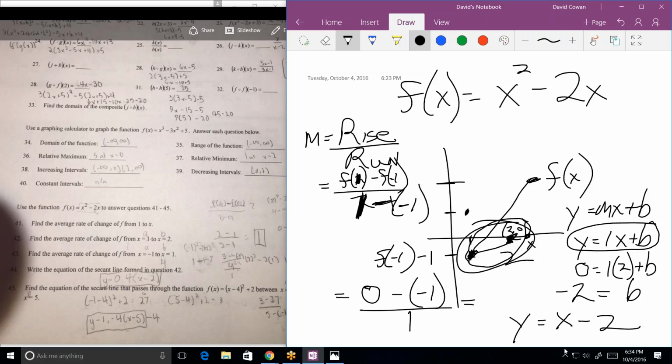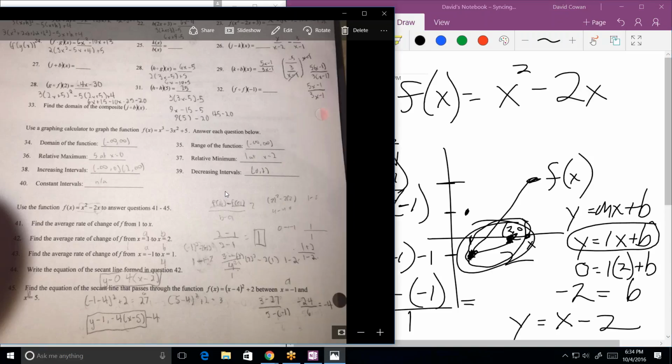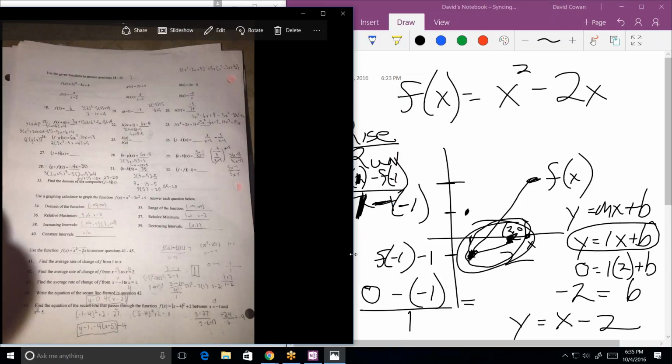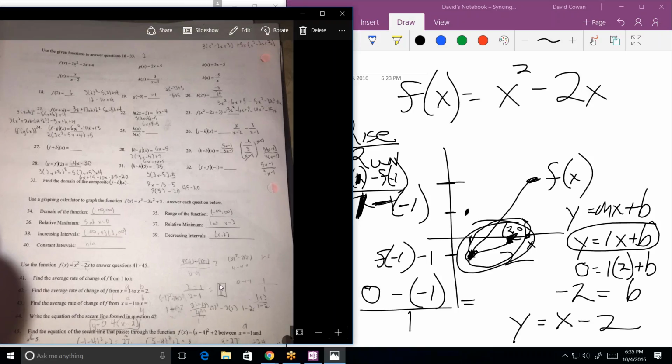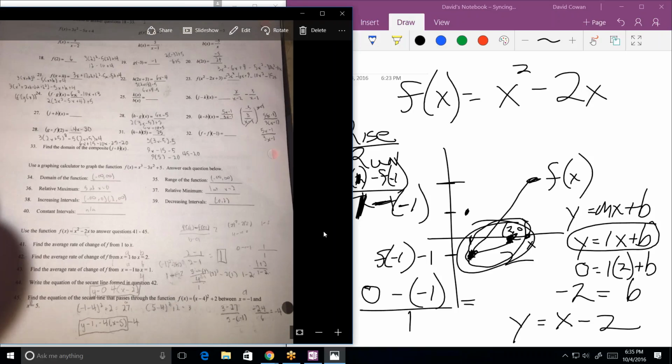What else? You want to look at 45? Okay, hold on. Let me tighten up my picture a little bit here. I'm just going to do 45 from scratch rather than try to figure out what you've done, if that's okay.